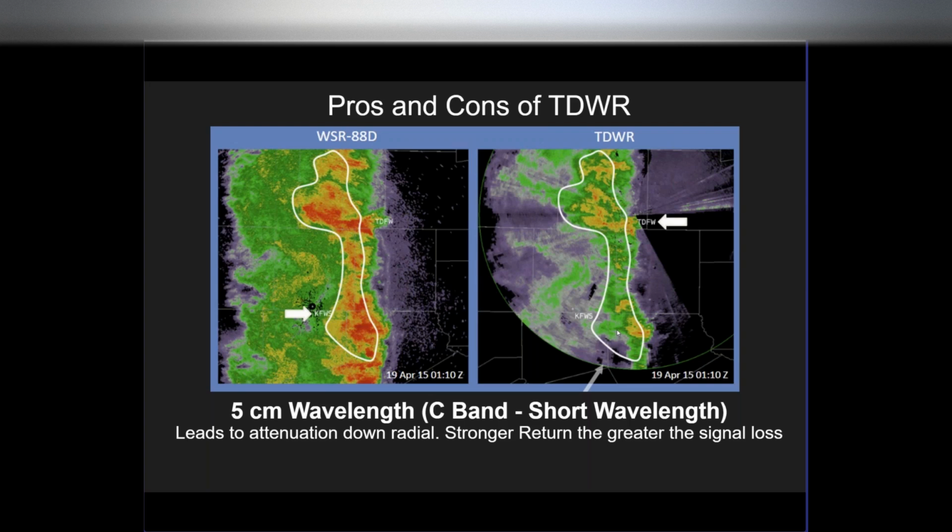However, because of its short wavelength, the beam doesn't have the penetrating power that the 88D does with its 10 centimeter wavelength. So you lose resolution behind whatever higher returns you're hitting. It's hitting all the more reflective and stronger storms along that line, but it's missing all of the lighter rainfall behind it, to the west of the radar location. So these are some pros and cons of the TDWR.